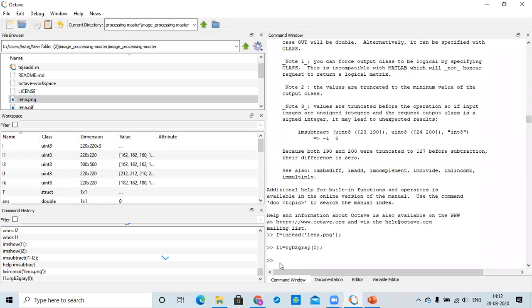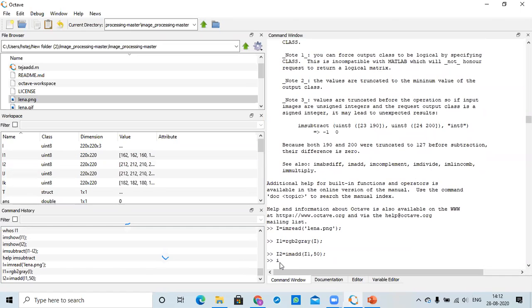Then I want to add some value, 50 for example. Then what I have to do? I2 is equal to imadd I1 comma 50. You can add like this.